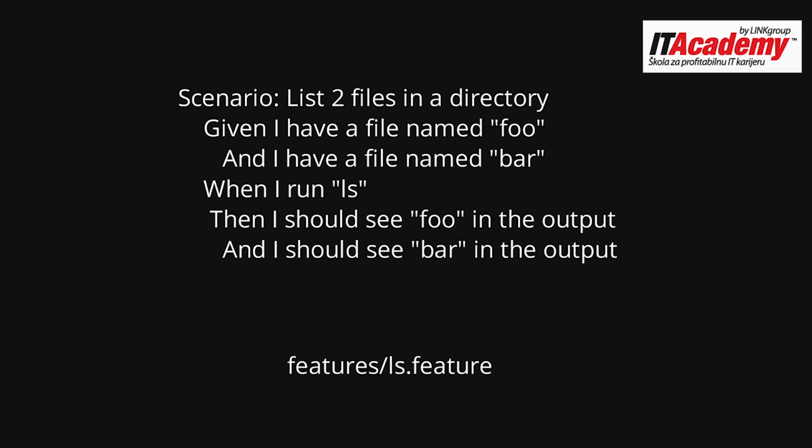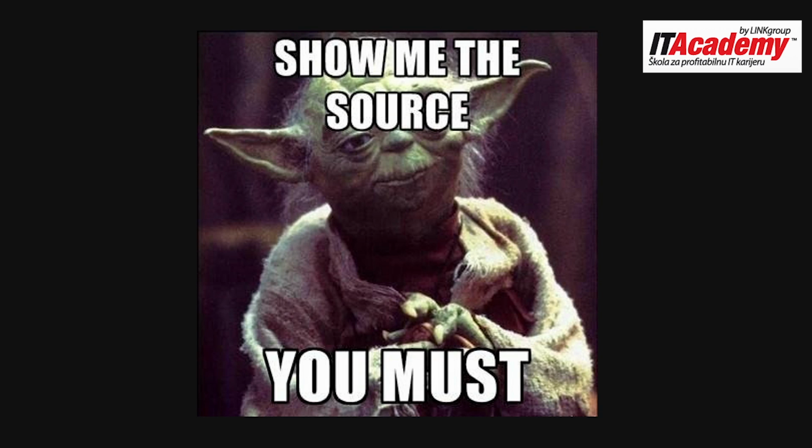Scenario is listing 2 files, and given I have a file named foo, and I have a file named bar, when I take action and run ls command, I should see the foo in the output, and I should see the bar in the output. Enough of talk, we can just now go to terminal and try this out.